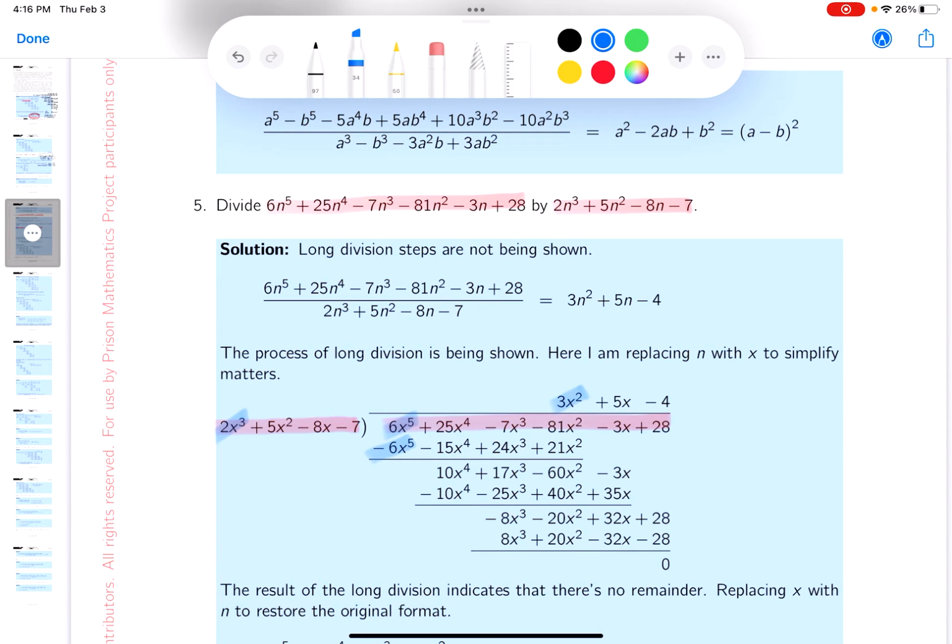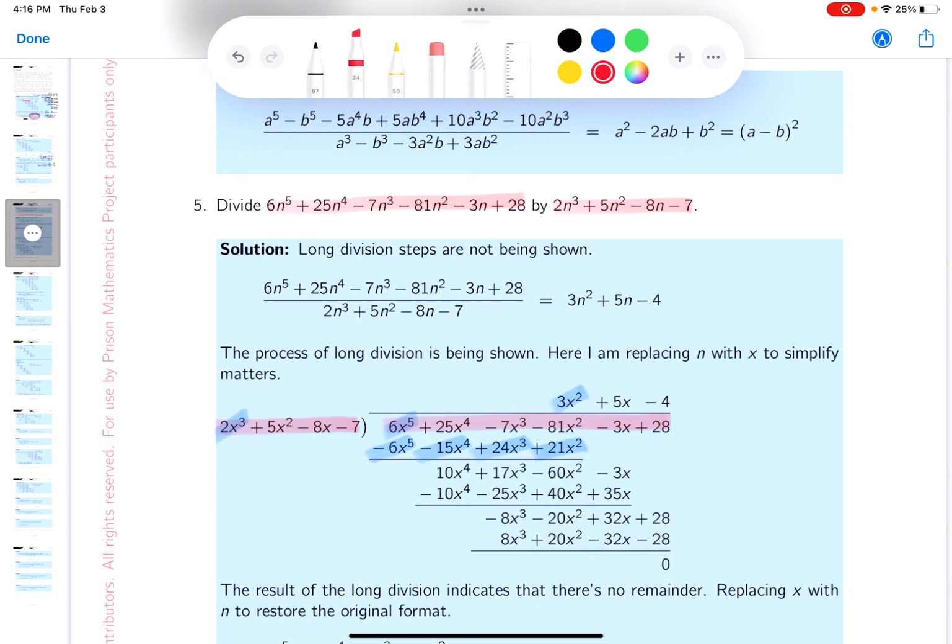So what's the next term going to be? 15x to the 4, but they know they're going to subtract it. What's the next term going to be? 3x squared times minus 8x, which is minus 24x cubed, but they're going to subtract it. So it's going to be plus 24x cubed. Then 3x squared times minus 7 is minus 21x squared, but they're going to subtract it, which means it's plus 21x squared. Now, of course, what do they do now? They combine things together, and what do they get? And let's make sure you understand what I'm talking about over here. They're going to get something.